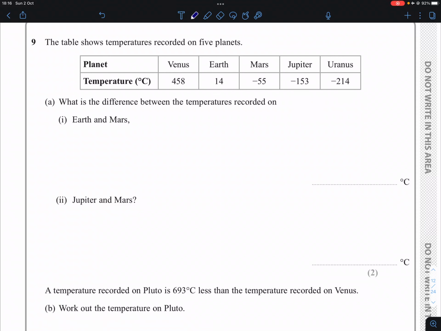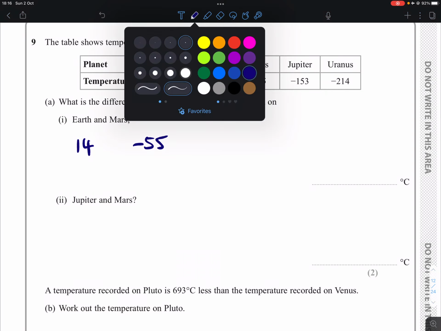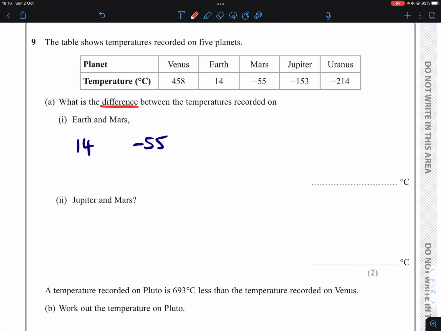Question 9. The table shows temperatures recorded on 5 planets. Part A, what is the difference between the temperatures recorded on Earth and Mars? So Earth is 14, Mars is minus 55, and we are finding the difference between them, which means that we are taking them away from each other.